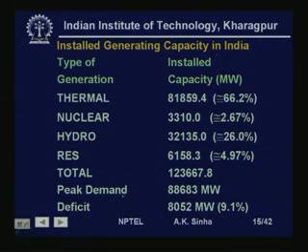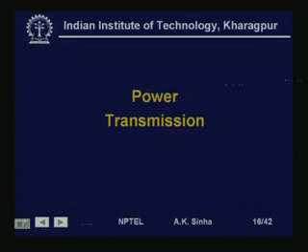So, the peak demand is of the order of 88,683 megawatt, that is the maximum demand on the system in year 2005 was of this order, and the maximum which could be met was of the order of 8,052 megawatt, that is, we still have a peak demand deficit of almost 9%. So, we need to install more generating capacity so that we can provide power to all people when it is needed. Next part, we will talk about power transmission.